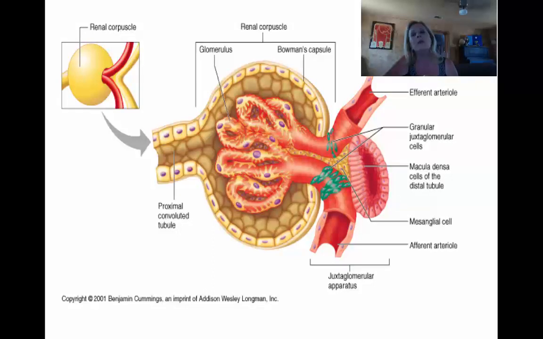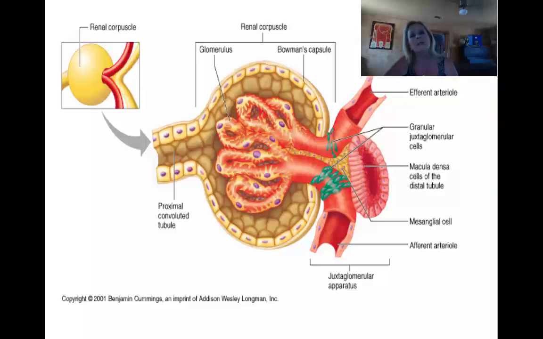Here you have an arteriole that goes to a capillary that goes to an arteriole, and then it goes to another capillary system, which we'll talk about, called the peritubular capillaries. And from the peritubular capillaries, it then goes into the venules. So the question is, why do we have this weird setup? Why do we have arteriole, capillary, arteriole?